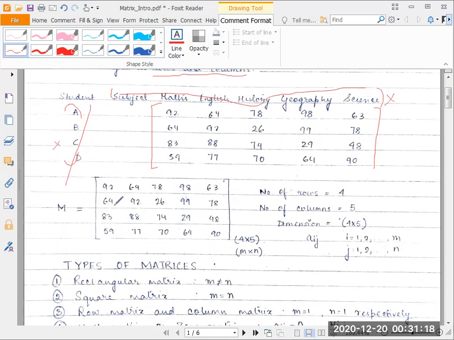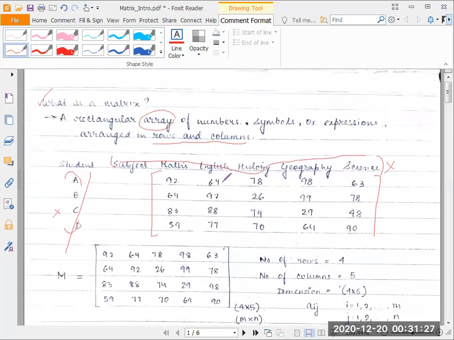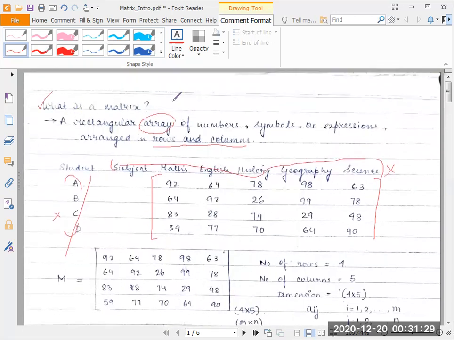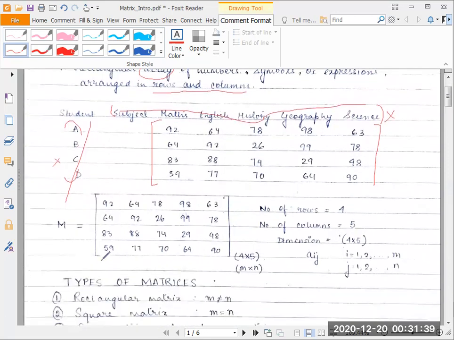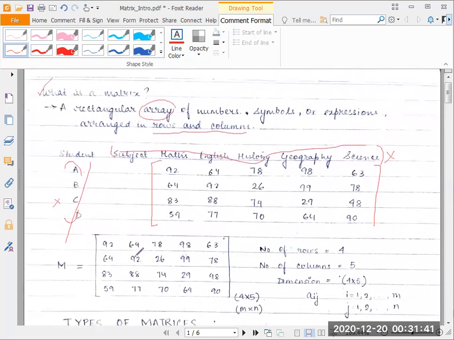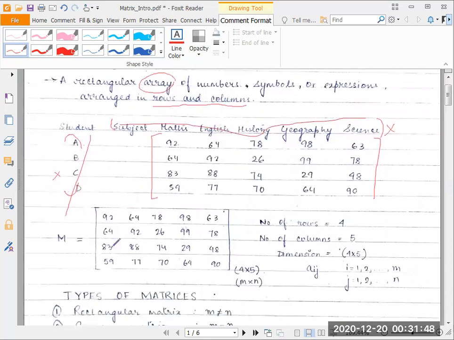You see 92, 64, 83, 59. So this representation is called a matrix. So let's get back to the definition. A rectangular array, that is a collection of numbers, symbols, or expressions arranged in rows and columns. So we have some rows and some columns of data. Now the definition says that it can be numbers, symbols, or expressions. So we have in our case some numbers as the data, as the concerned data that we are working with.